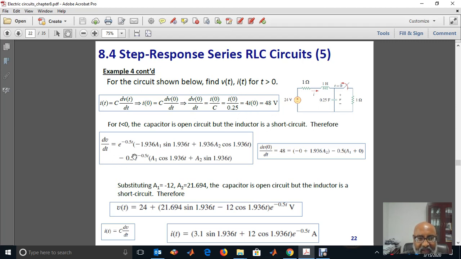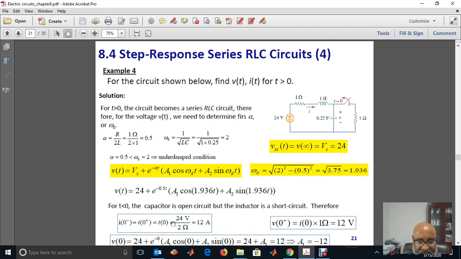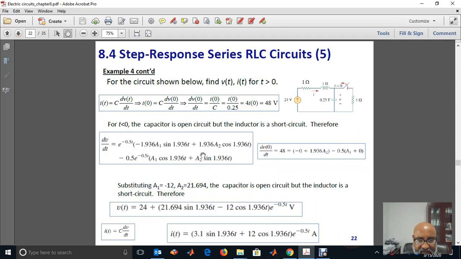Then we make the derivative of the complete solution. Remember, it's the product of two functions. So it will be the derivative of one of the functions times, for example, here the derivative of e raised to minus alpha t times this, and then the derivative of the second part times this. And by doing so and evaluating at t equal to 0, we get this. Therefore, we have A1 this and A2 this, and finally the solution this.